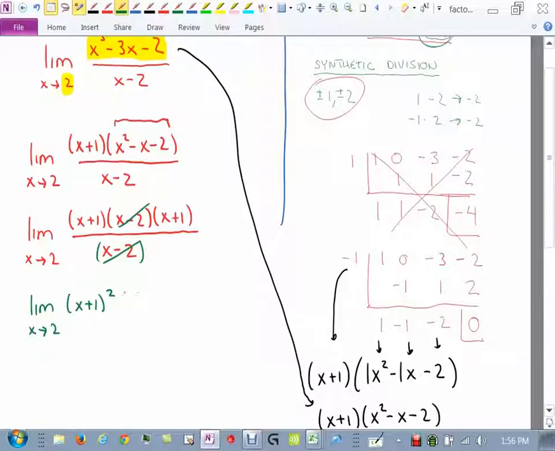And now finally I'll let x approach 2. If x approaches 2, I get 2 plus 1 is 3. 3 squared is 9. So we get 9. Pretty interesting there, huh? Pretty interesting.